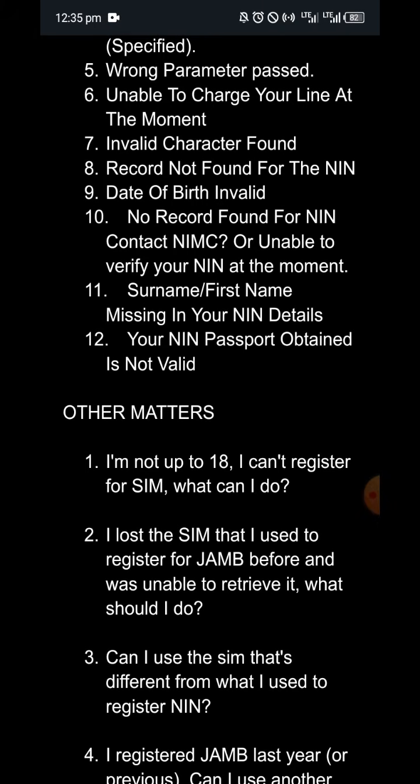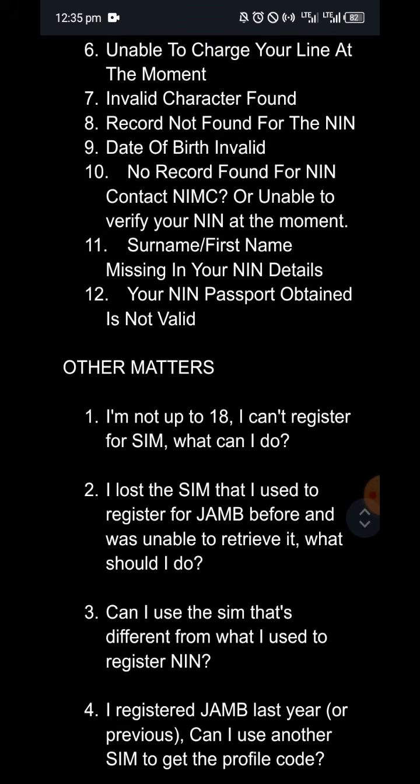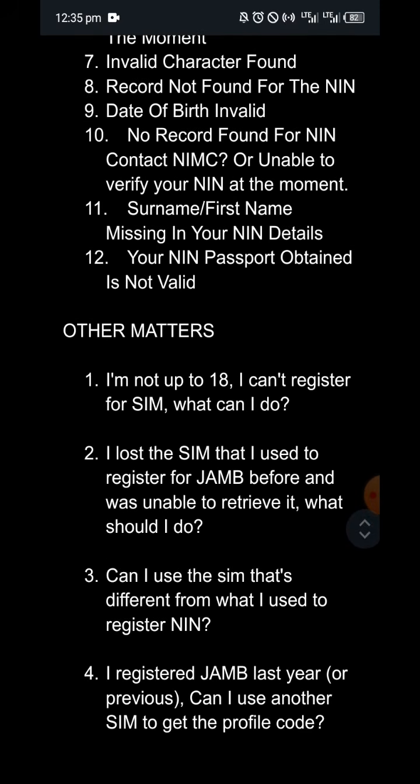Also, if it says unable to verify your NIN at the moment, you can also retry later and ensure you go back to where you registered the NIN. This do occur most especially if you just register the NIN. Also, if it says your first name or surname is missing in your NIN details, you will also have to go back to the NIN office to rectify this error, then you will retry later on.